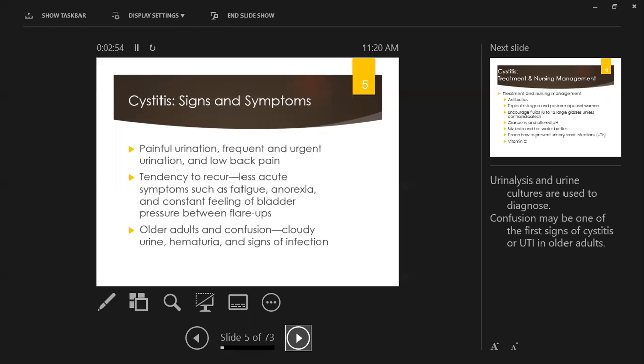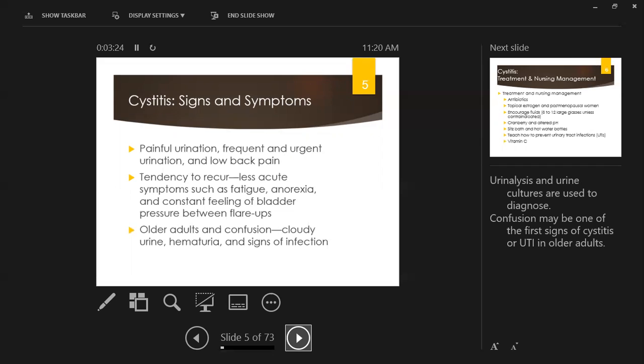Cystitis signs and symptoms. Well, there's painful urination, also frequent and urgent urination, and low back pain associated with cystitis. Also, cystitis is a very recurrent disorder. It occurs often. Less acute symptoms like fatigue, anorexia, and a constant feeling of having a full bladder or some bladder pressure between flare-ups can indicate that there is a tendency for recurrence.